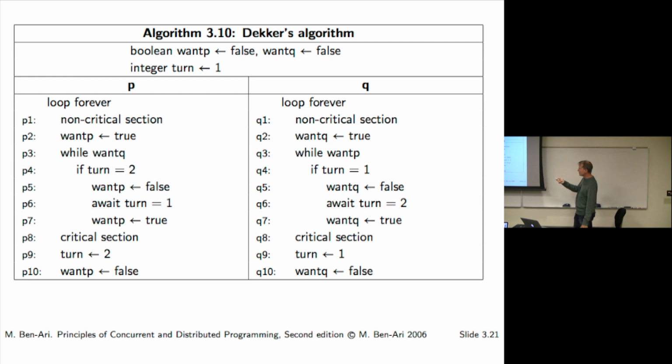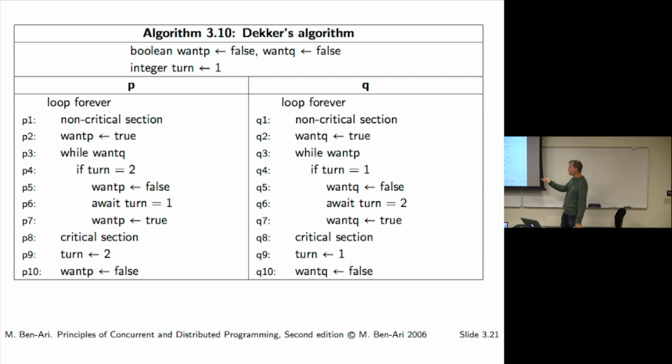But this is the code. P has a non-critical section, and then the pre-protocol is P2 through P7. So wantP gets true, announcing his intention to get into his critical section. If Q is there, he goes into the loop at P3. But if Q is not wanting to enter, it's possible for the body of the while to never execute at P3, in which case the next statement could be P8. Are you with me on that?